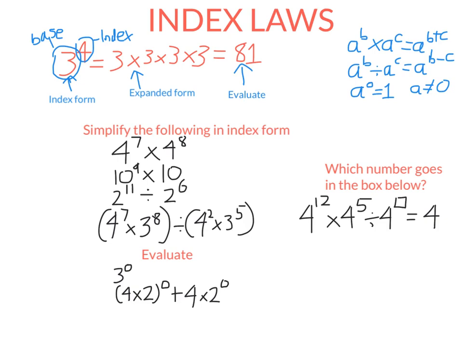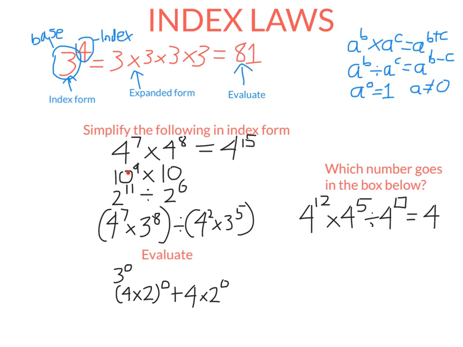So simplify in index form. I want to write this as something to the power of something. So the first index law tells me when you're multiplying bases, you keep the same base. So 4 is the base we keep. And then we add the powers, 7 plus 8. And then we are done.